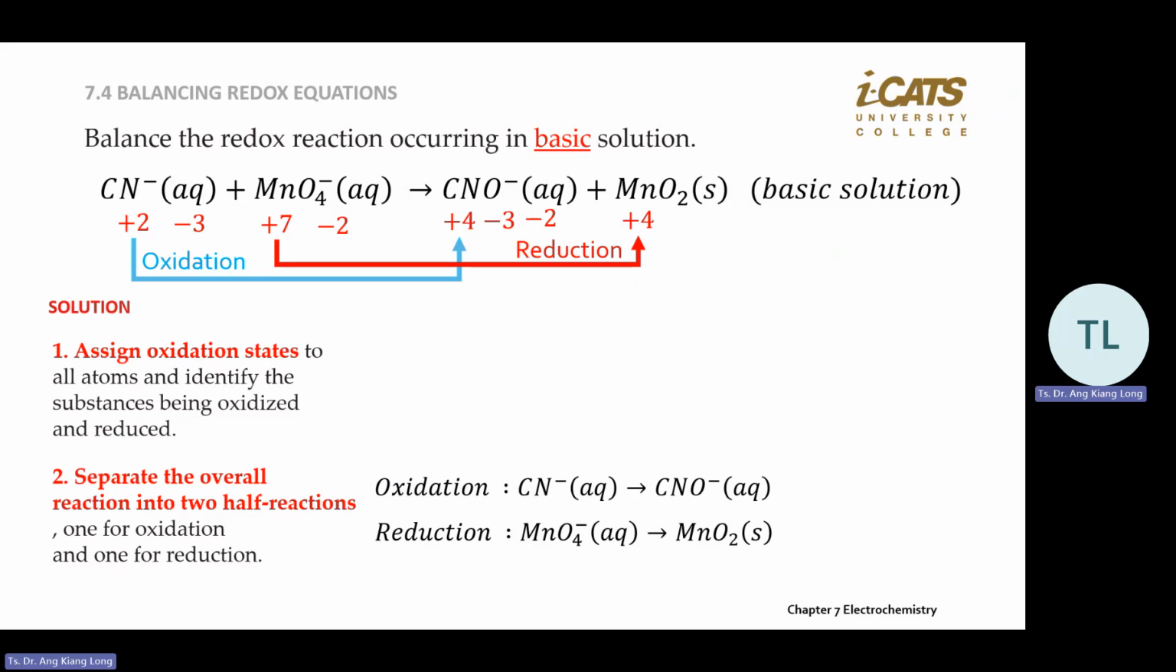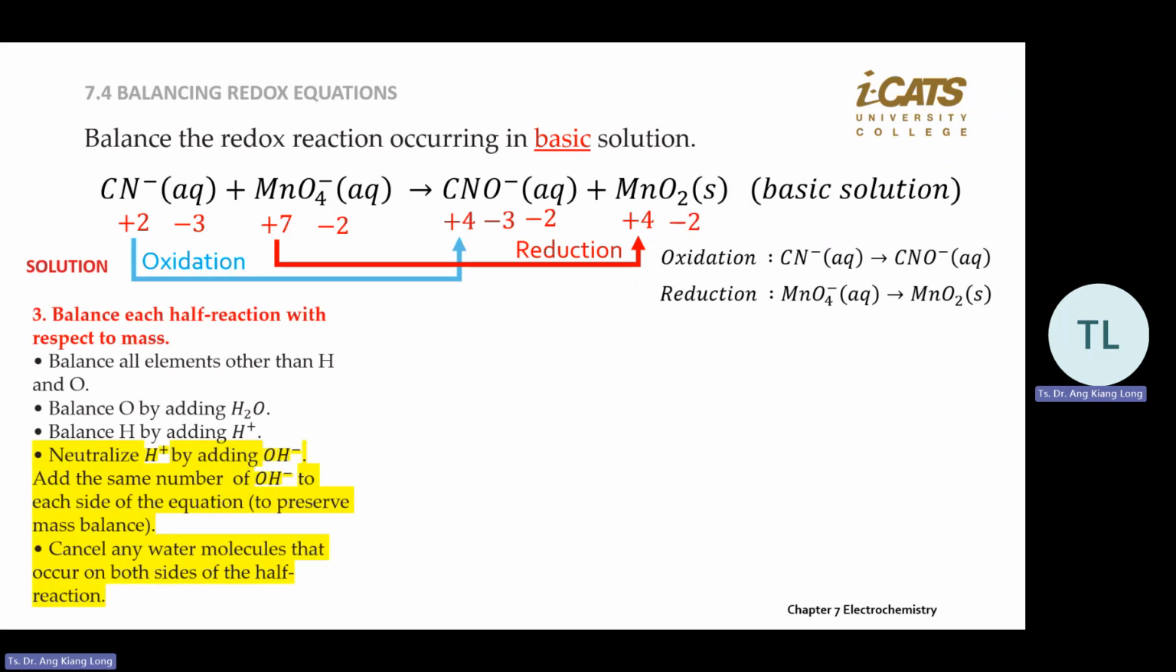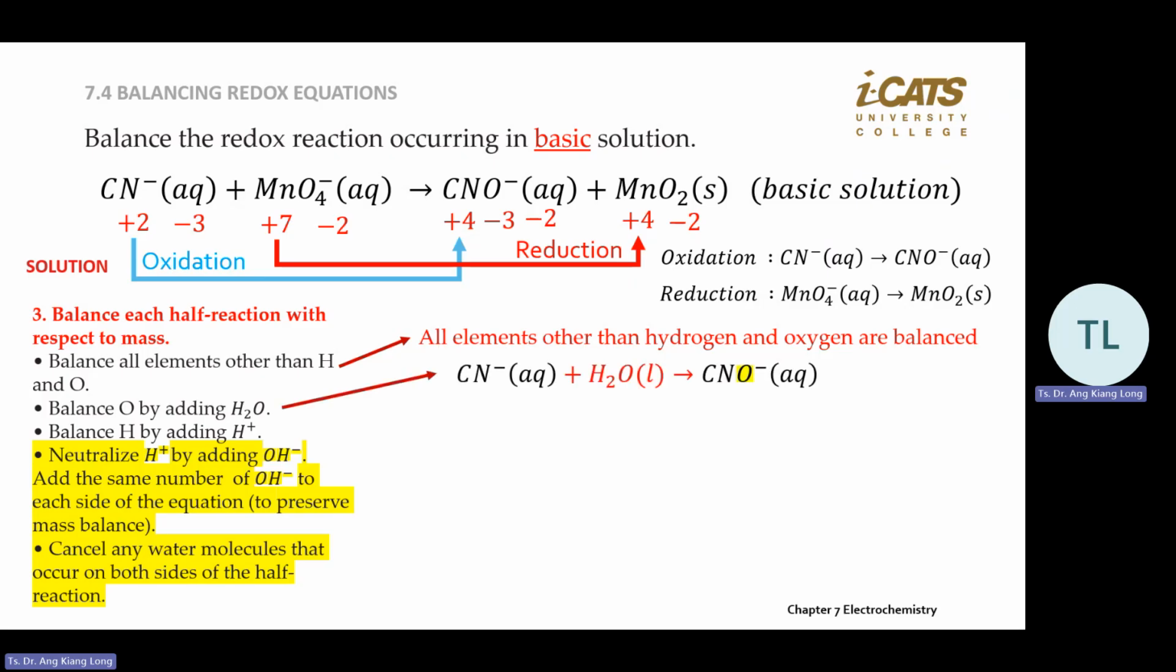Yeah, a bit too fast. Okay. So these 2 half equations, first you balance. So 1 CN gets 1 CNO, balanced. Mn, you get 1 Mn, 1 Mn on the right. O4, the O4 here is not balanced. 4 oxygen here, there are only 2 on the other side. You need to balance the equation. Okay. Like this.